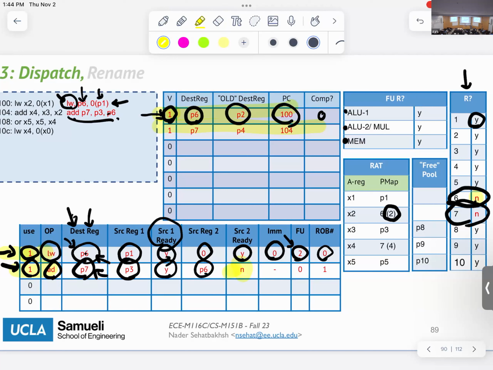There is no immediate for this instruction, so I don't put anything here. Since this is an ALU instruction, I can use either FU0 or FU1. I just go round robin and start with 0 here. Since this is connected to row number 1 in the ROB, I'm going to put 1 here. Then in my ROB, I put 1 here, P7 here, P4 here, and 104 as my PC. And of course, my complete bit would be equal to 0.